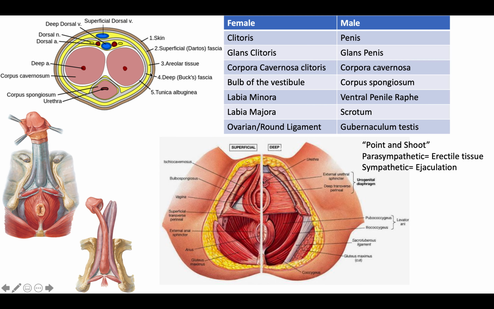Between your deep or Buck's fascia and your dartos or superficial fascia, you have your superficial dorsal vein. During excitement or erection, the superficial dorsal vein is occluded, and that's what gives you the structure of the male genitalia.